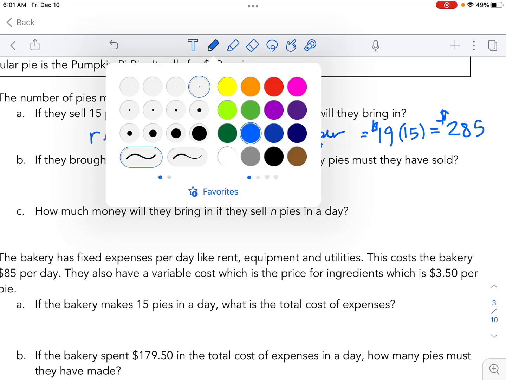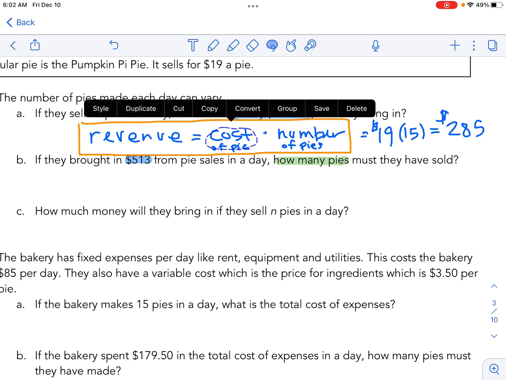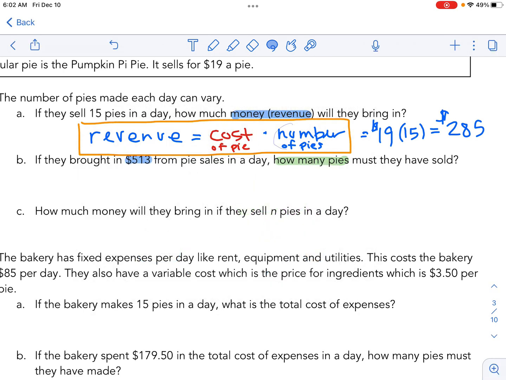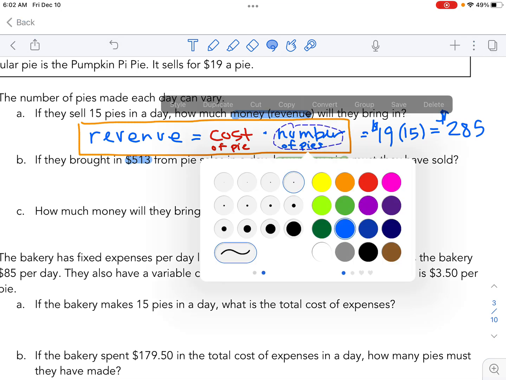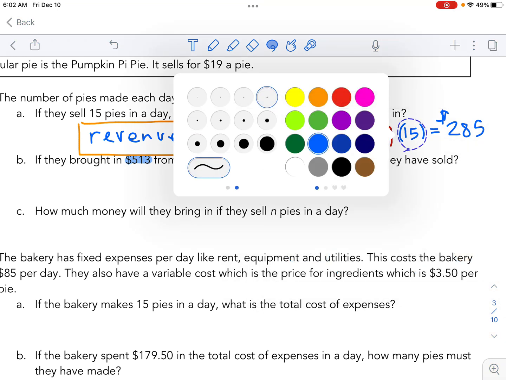And so what we do then is, we have this expression that relates the price per pie and the number of pies and the total amount of money. And so we're going to use that and rearrange that for the other two sections. So if they brought in $513 from pie sales, how many pies must they have sold? Maybe if I color code this. It's unusual wording. So maybe I should have the cost of a pie be red, and the number of pies, since I already highlighted that in green, let's make that green. And so the cost of a pie is red, and the number of pies is green.